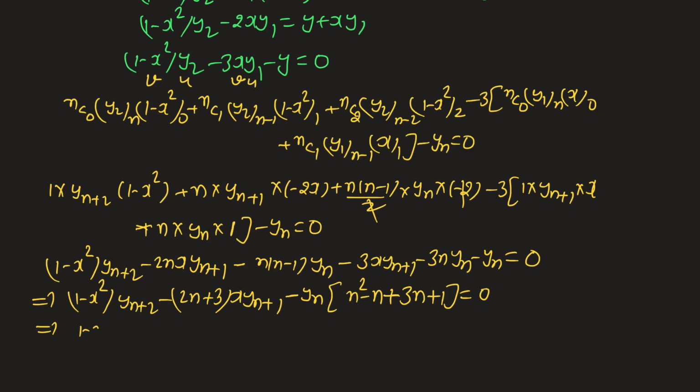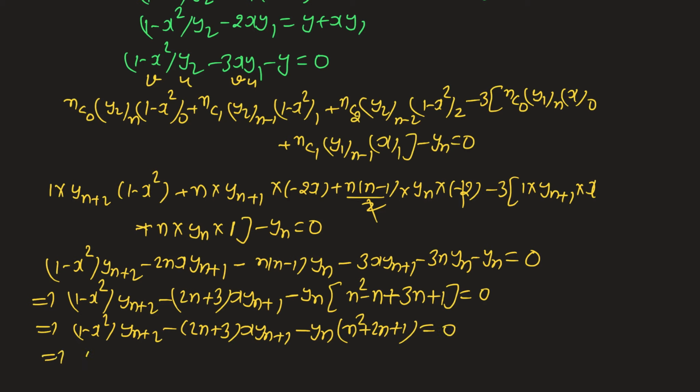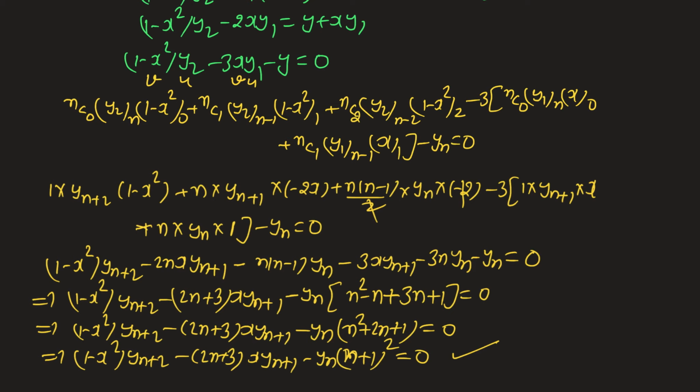This implies that (1 minus x square) y_{n+2} minus (2n + 3) x y_{n+1} minus y_n (n square plus 2n plus 1) equal to 0. This implies that (1 minus x square) y_{n+2} minus (2n + 3) x y_{n+1} minus (n plus 1) whole square y_n equal to 0. So this was required to prove.